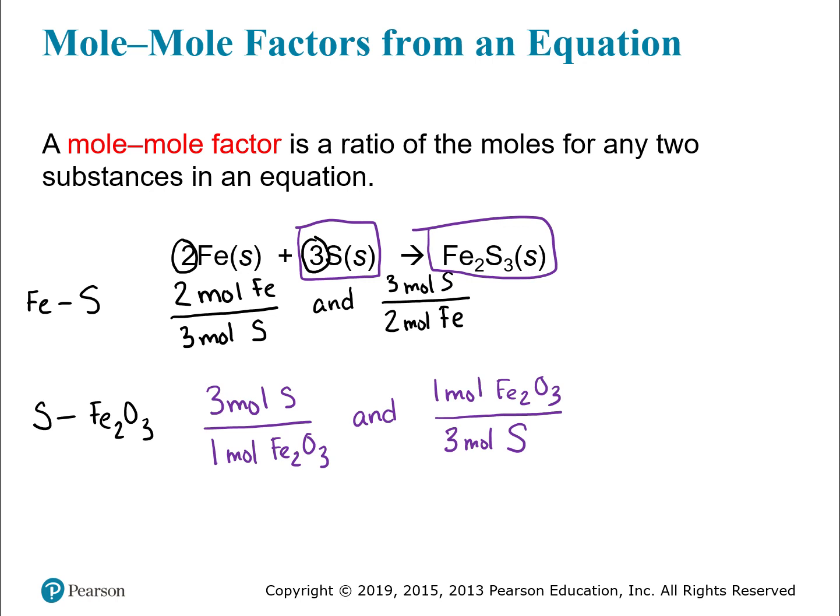The 3 comes from the number that's in front of the sulfur. So whenever you're writing a mole-mole ratio, you're not making up any numbers. You're just taking the coefficient that's in front of each compound and writing that out as moles in a fraction. So there's a 3 in front of the sulfur, so we write that as 3 moles of sulfur. There's no coefficient in front of the iron 3 sulfide, but we read that as a 1. So 3 moles of sulfur, 1 mole of iron 3 sulfide.